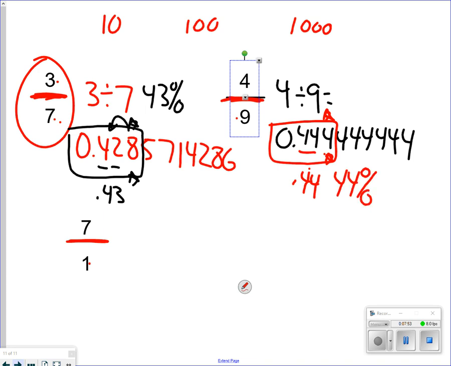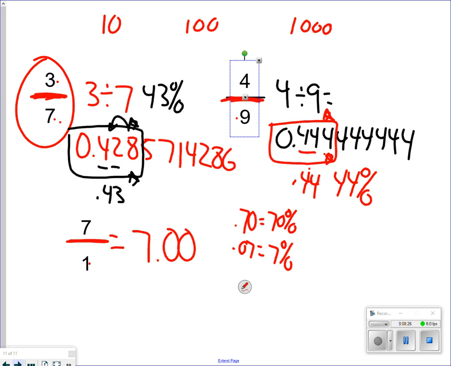Last problem, 7/1. Well, I'm going to type that on my calculator. You're probably wondering why. 7 divided by 1 equals 7. You're probably wondering, what is that as a percent? Well, this is 7 point, remember that's where the decimal is on a whole number, 0.00. You're probably wondering, so is it 7%? It's not 7% because 0.7 equals, I apologize, 0.7 equals 70%. 0.07 equals 7%. So what is 7.0? Yep, you're right. It's 700%.